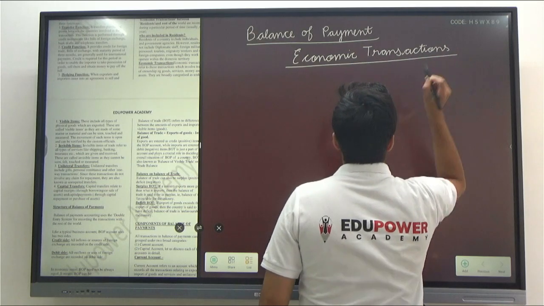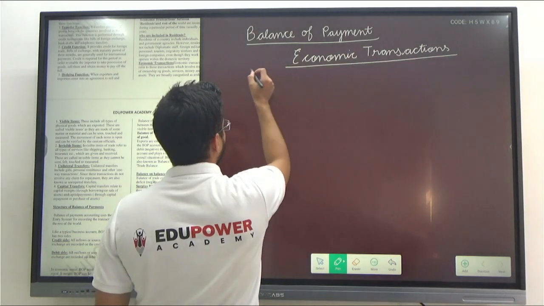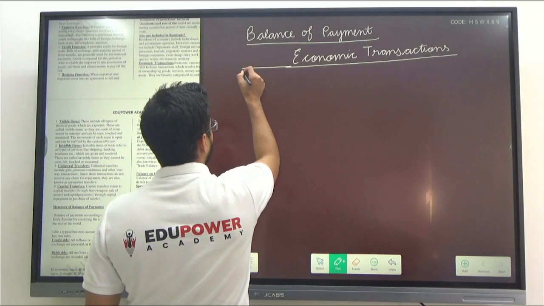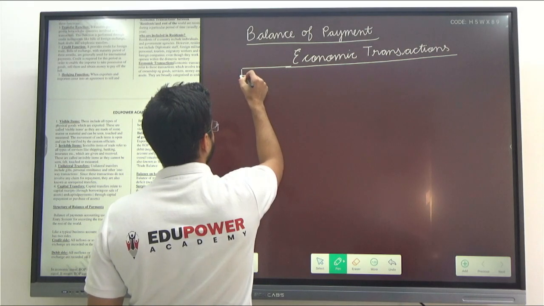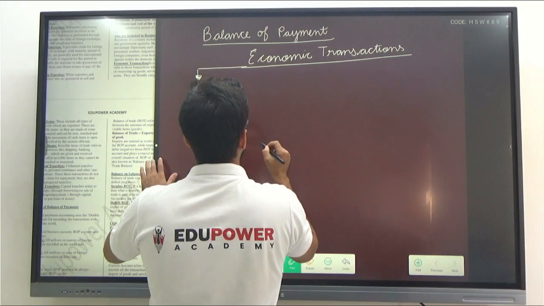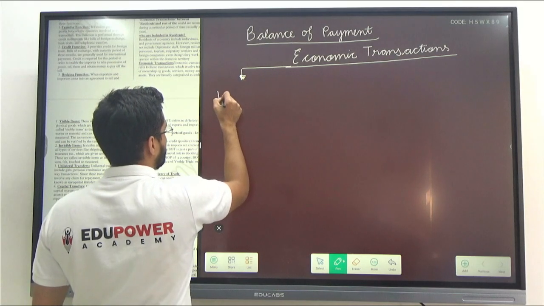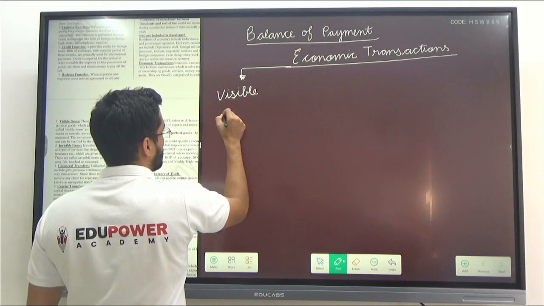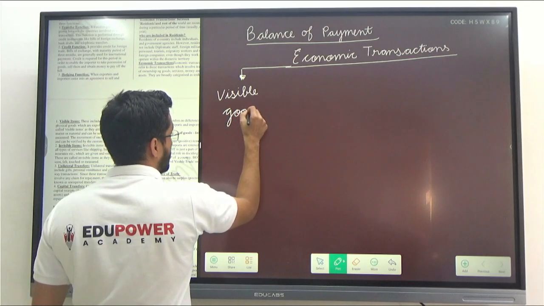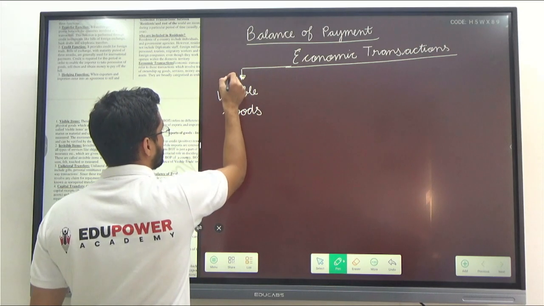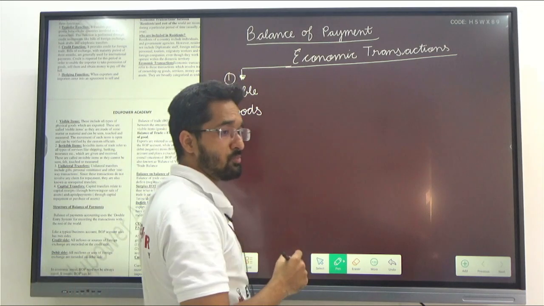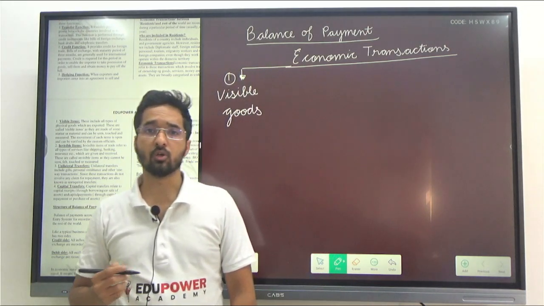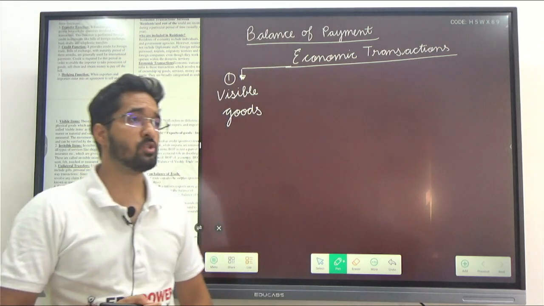So the first kind of transaction which is possible is that of the visible goods. There are four kinds of transaction which are possible. The first kind is of the visible goods. Visible goods means when we import and export the goods, they are the visible goods.